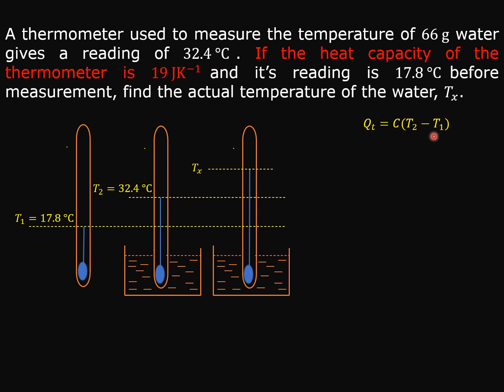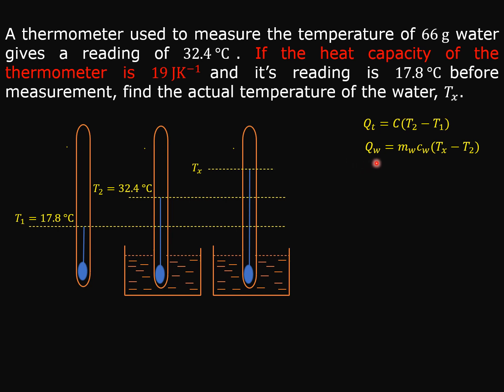This part of the heat is not used to expand the length of the mercury. It is not absorbed by the mercury. It is absorbed by the thermometer itself. The amount of heat Qt absorbed by the thermometer comes from the water.